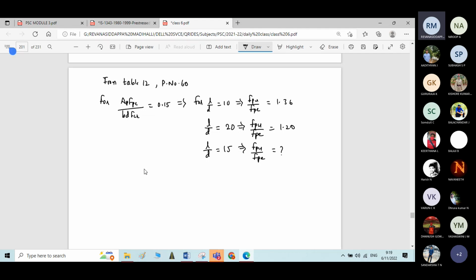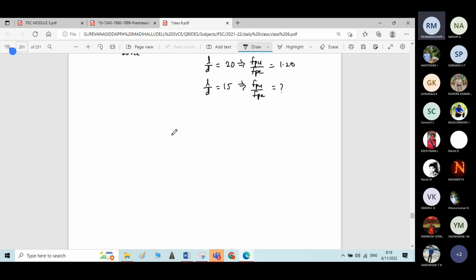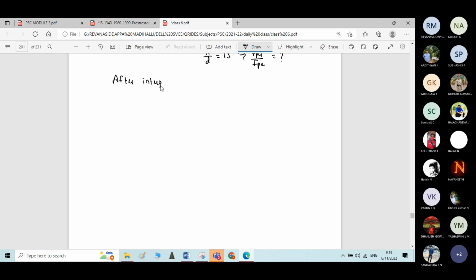Okay. Now you can do the interpolation, or else you can directly take the average, because 15 is the average of 10 and 20. So the corresponding value will be the average of 1.36 and 1.20. Or else you can perform the interpolation. After interpolation, you will get the value of FPU by FP as, please do the interpolation and check your answer. It is 1.28.